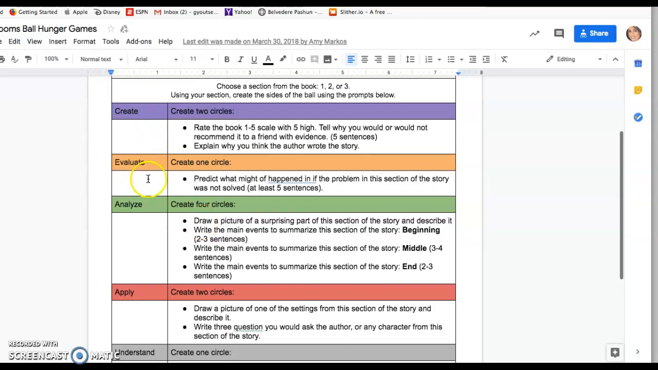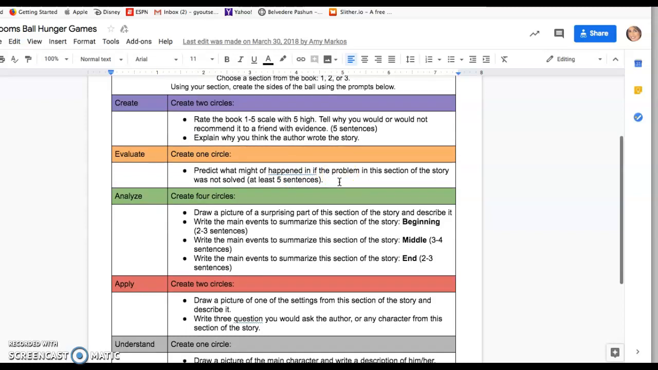Then you've moved up to evaluate. 1 circle here. This is where you're going to use higher level thinking and you're going to predict what might have happened if the problem in this particular section was not solved. So if there is a problem in this section, what would happen if that problem was not solved? So you're going to have to use your cognitive abilities here and think to yourself, what would have happened in at least 5 sentences? This should fill up your whole circle.